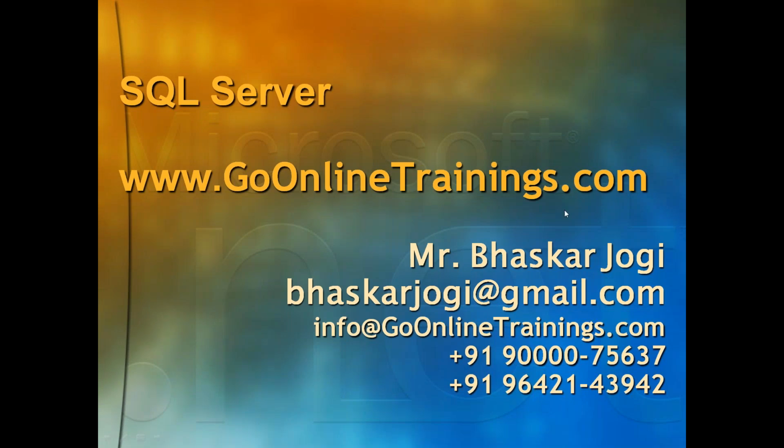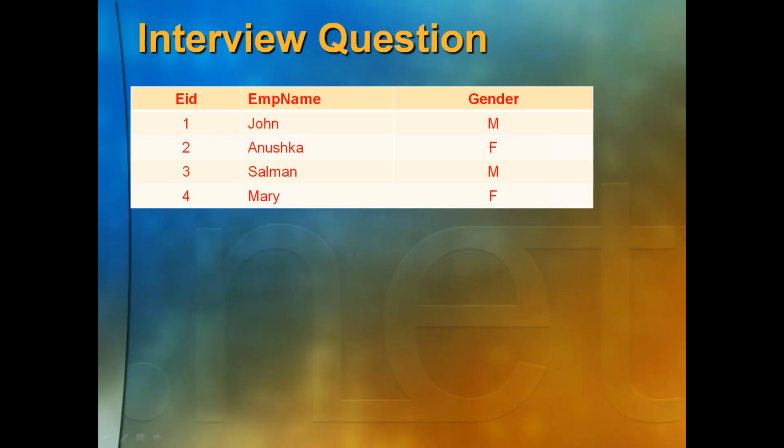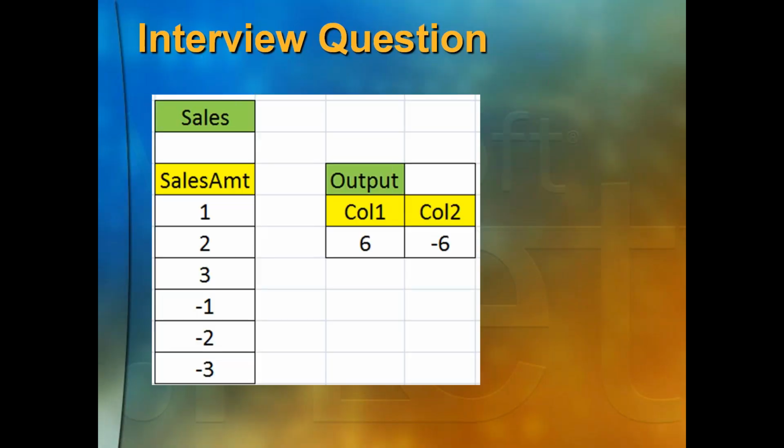So, yesterday I had asked two questions. One is that I have a table called sales table, and this is a sales amount. I wanted to get positive numbers in column one, and the negative numbers in column number two. I think you people have tried it. One or two people are saying. So you send me the answers.